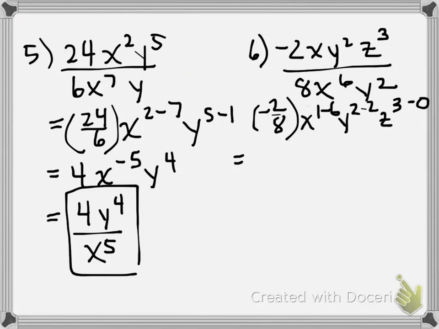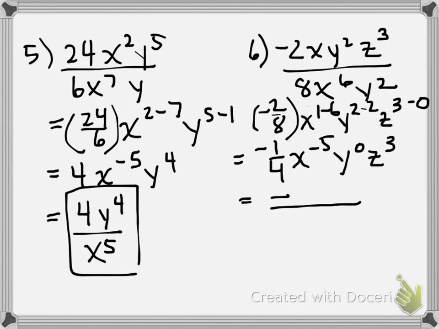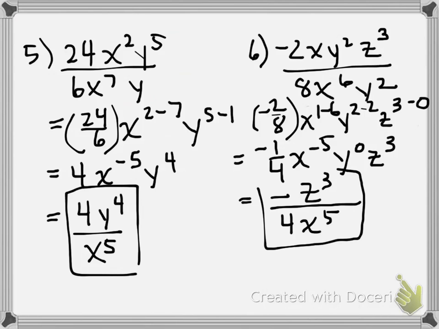So, now there is a negative in this fraction, and 2 and 8 have a 2 in common, so it reduces to negative 1/4. 1 take away 6 is a negative 5. 2 take away 2 is a 0, and 3 take away 0 is a 3. So, putting everything where they need to be, there's still going to be a negative in the numerator. X to the 5th is going to go on the bottom along with the 4. Y to the 0 power equals 1, so we don't see y in our answer, and then z cubed goes on top. So the final answer should be negative z cubed over 4x to the 5th.